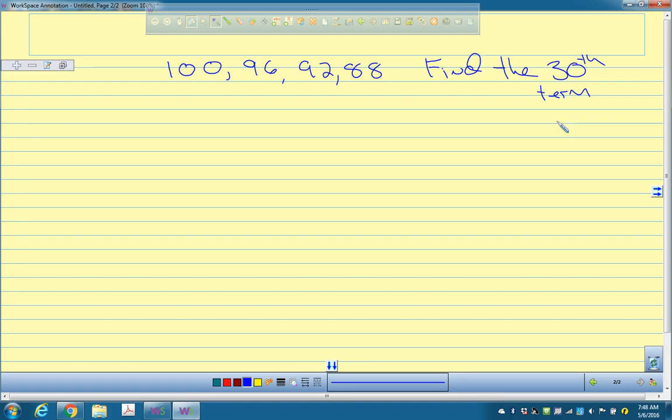88. Oh, wait. What's D? Hold on. It's not... it's negative 4, right? Because it's going down by 4. So in this case, D is negative. So in this case, D is equal to negative 4.